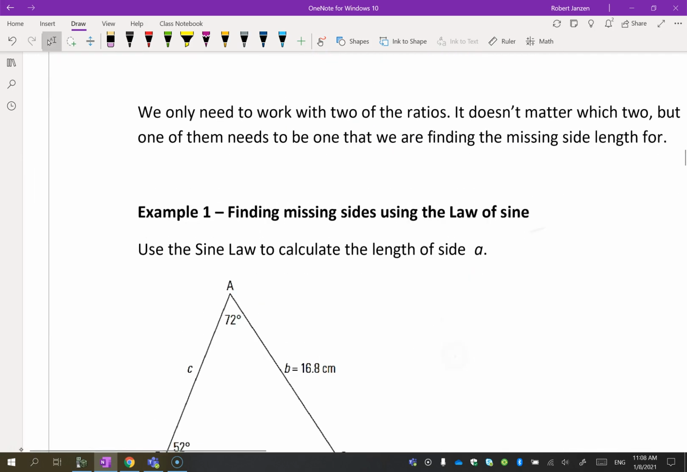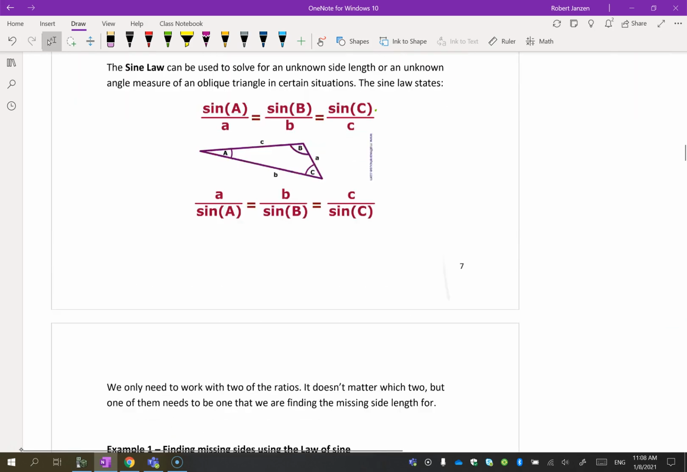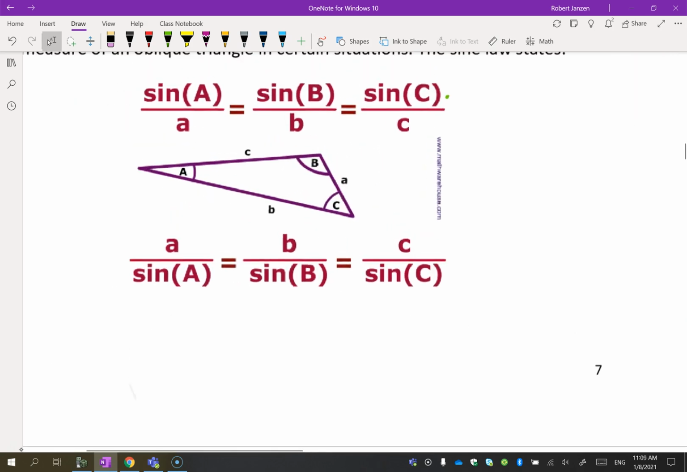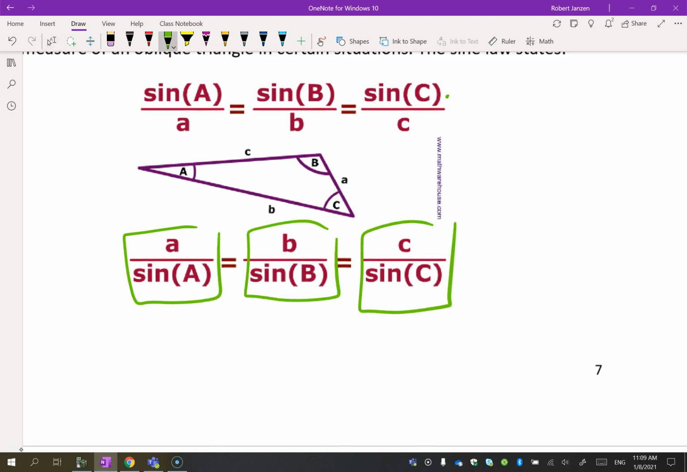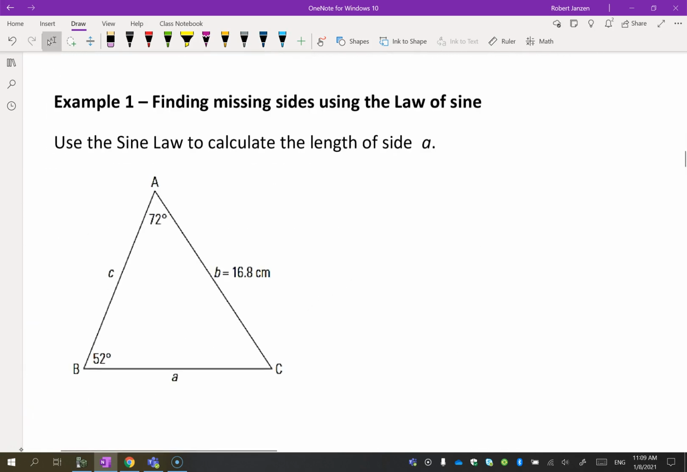Okay. It says we only need to work with two sides of the ratio. It doesn't matter which two. Yeah, I should mention that quickly. You notice there are three parts. We're never going to use all three parts. We're always going to eliminate one of them. Okay, so let's look at the sine law question.